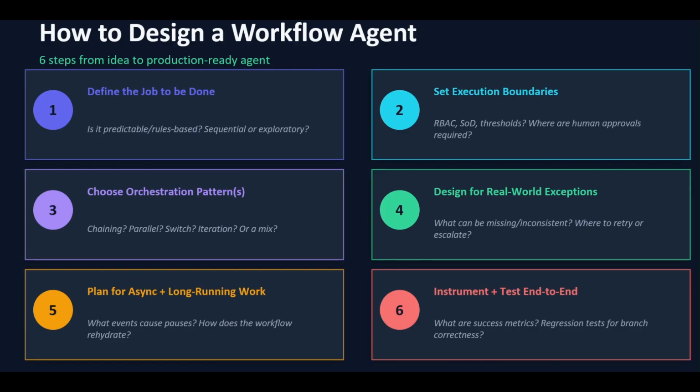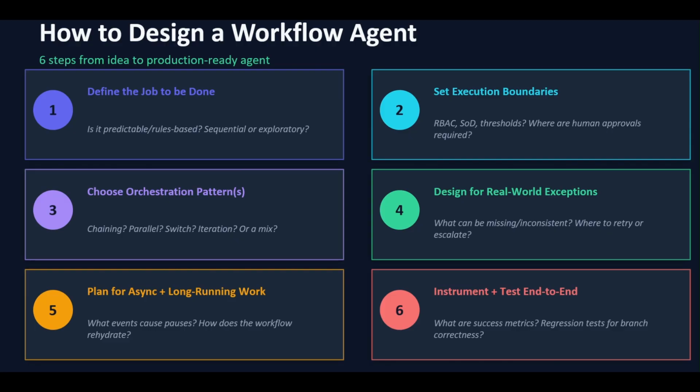Step two, set your execution boundaries. Who can access what? Where do you need separation of duties? And critically, where do you need a human to approve something, versus where can the agent just proceed? We need to define the guardrails before we build any agent, not after. So we have to decide what my guardrails are and where I need to put a human.